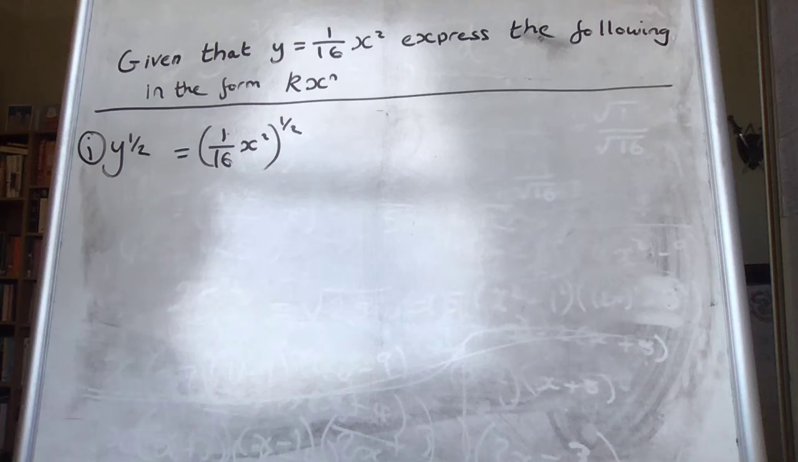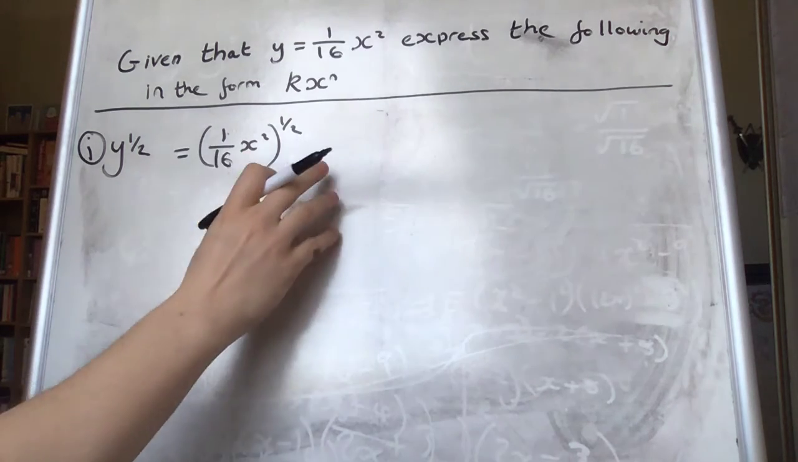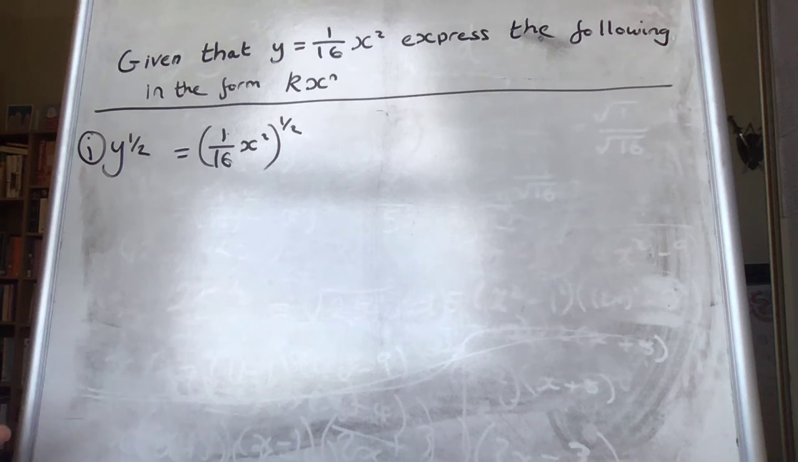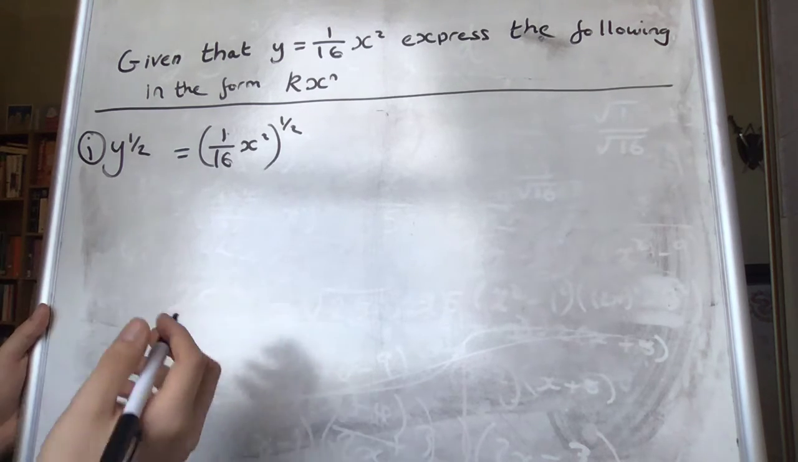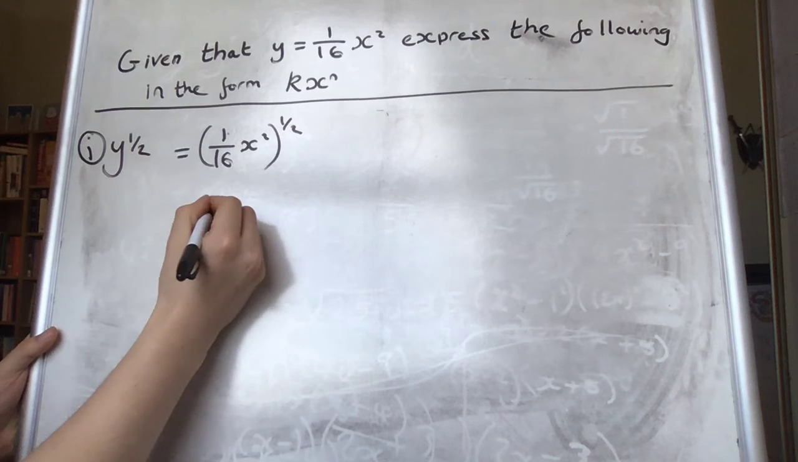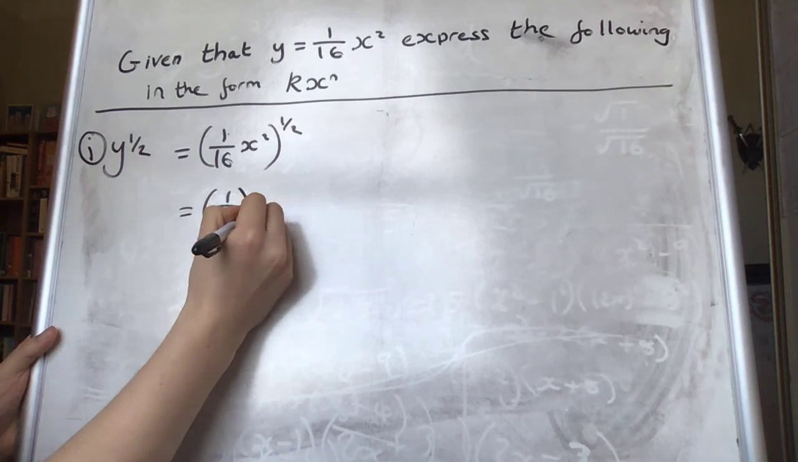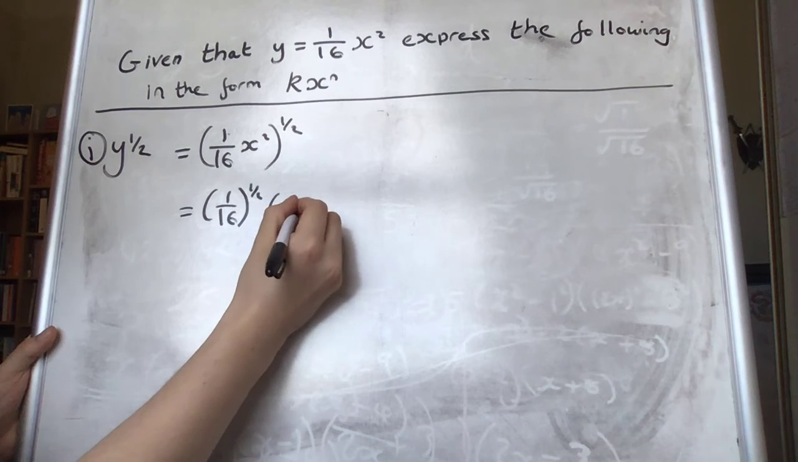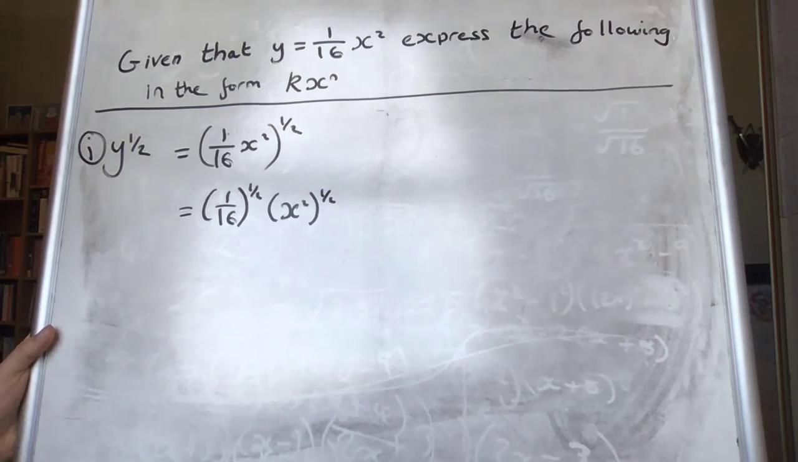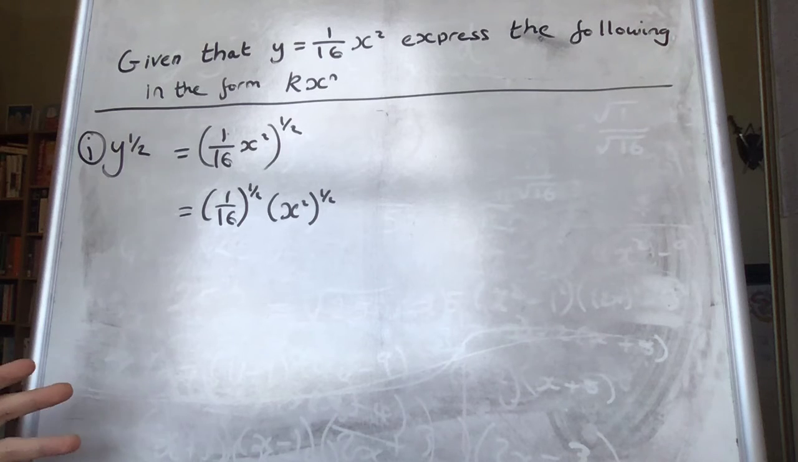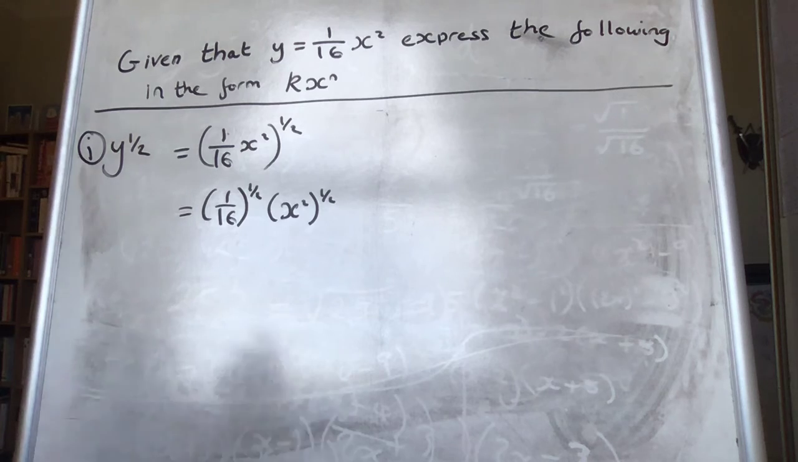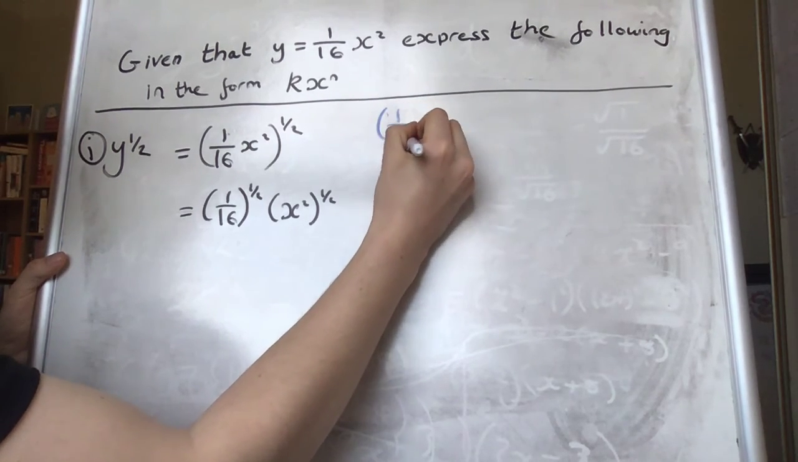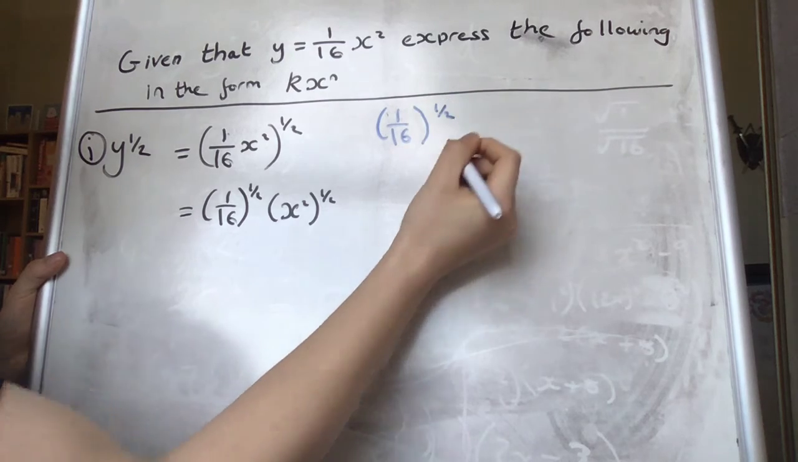And we know that whenever something inside a bracket is raised to a certain power, every element within the bracket must be raised to that power. So we can rewrite this as 1/16 to the power of a half multiplied by x squared to the power of a half. So it's always a good idea to try and break down the complicated expressions that we have into something that we can manage and understand. So let's deal with the first aspect first. So 1/16 to the power of a half.